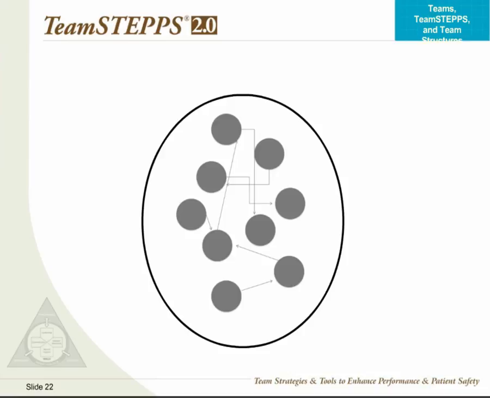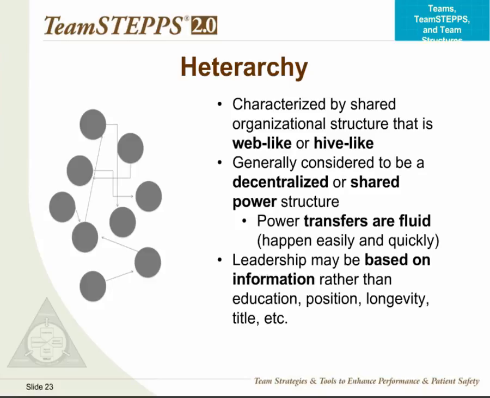This model is called a heterarchy, and it is characterized by this sort of hive-like activity that goes on inside of heterarchies. That is, everyone works and pulls together, and you may in fact have been in a heterarchy if you have been on a high-functioning team, either in your current job or where you have worked previously.